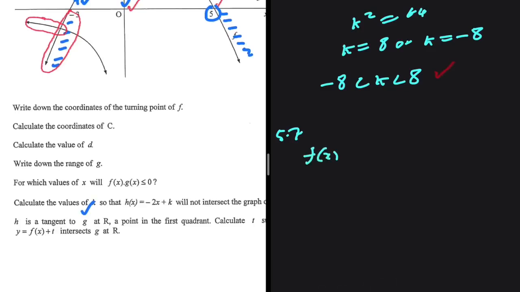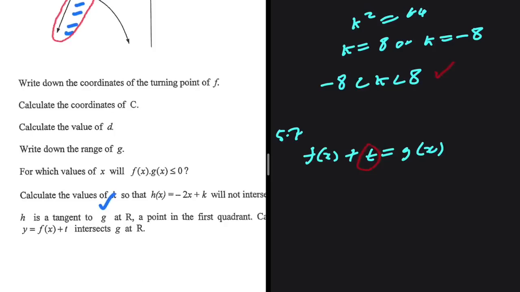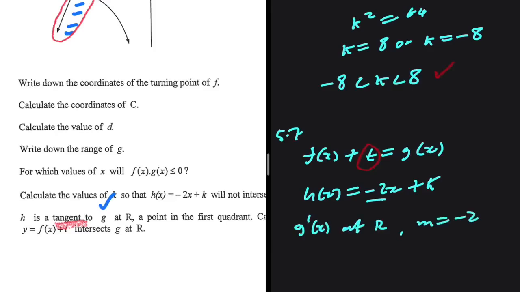So we are interested in f of x plus t being equal to g of x. We want to find the value of t for which f of x plus t is equal to g of x. How can we possibly do that? Let's look at the information we have. We are told that h is a tangent to g at r. H of x is equal to minus 2x plus k. This is the gradient of h of x. So basically, we have the gradient of h of x at r, right? It is equal to minus 2 because h of x is the tangent to g at r.